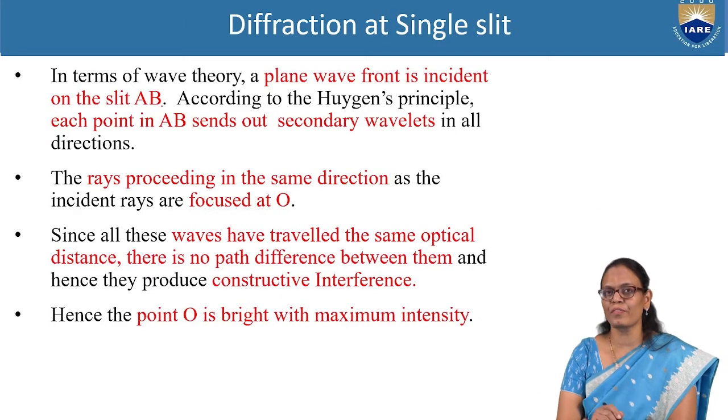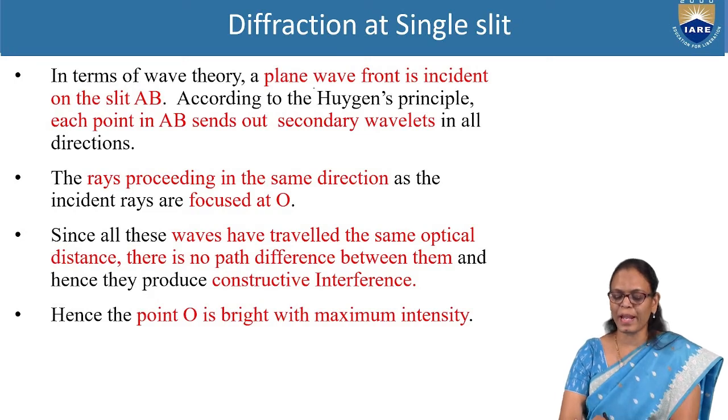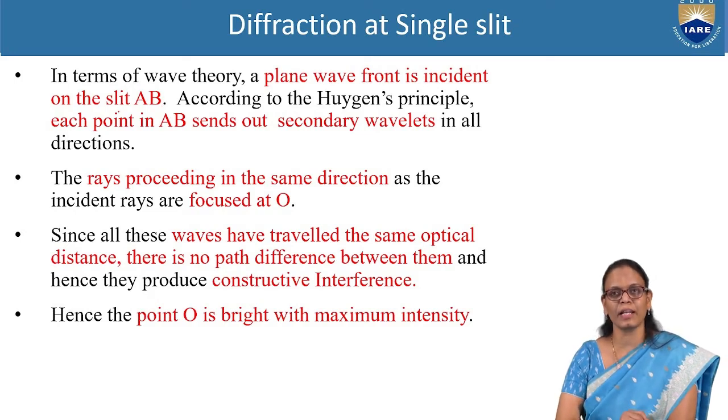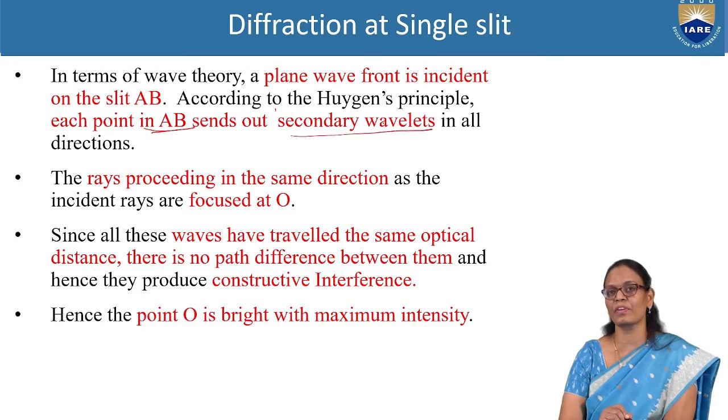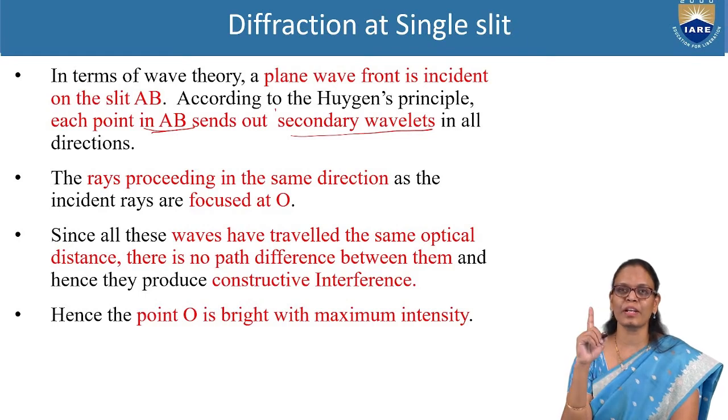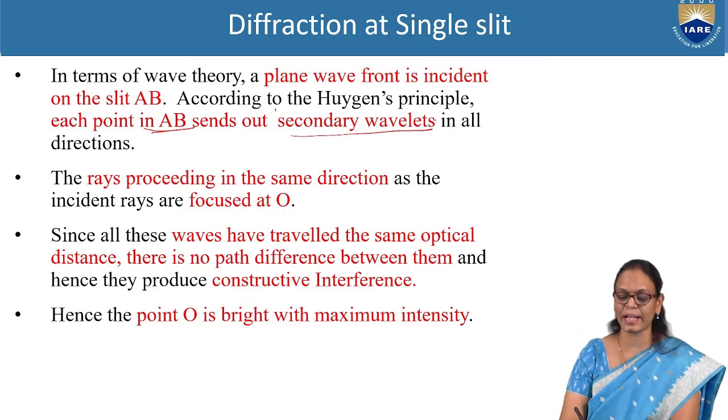Now in terms of wave theory, the plane wavefront is incident on the slit AB. According to Huygens' principle, each point in AB, that is the slit, sends out secondary wavelets. This is what we have understood in diffraction. We have a single wavefront, and when it is incident on the aperture, each point acts as a secondary source and sends out secondary wavelets. The rays proceeding in the same direction as the incident ray are focused at O.